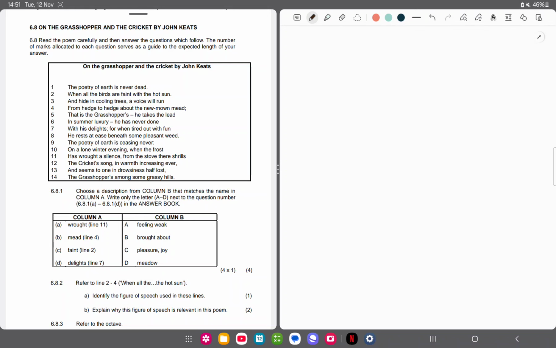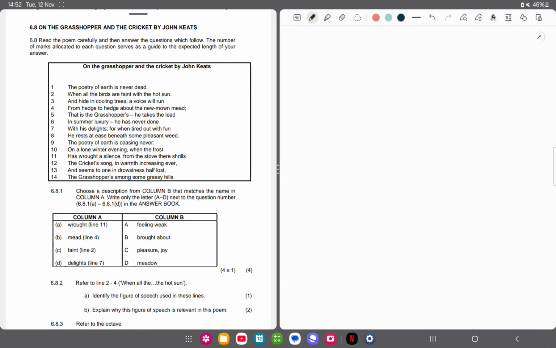So here it says, read the poem carefully and then answer the questions which follow. The number of marks allocated to each question serves as a guide to the expected length of your answer. And it says, choose a description from column B that matches the name in column A. Write only the letter next to the question number in the answer book. So in column A, we are given the term, and in column B, we are given the description.